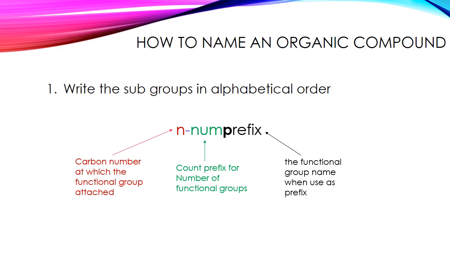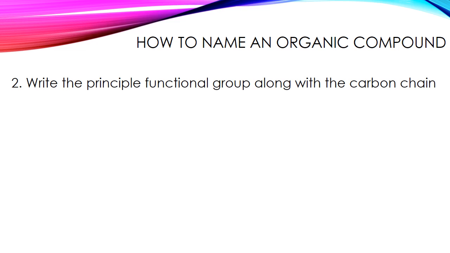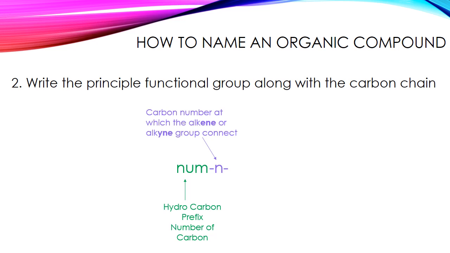After finishing these subgroups, you have to write down the latter part of the name. Here, when you write down the latter part of the name, you have to write the principal functional group along with the carbon chain. Here, first you have to mention the hydrocarbon prefix number of the carbon, as we studied in the previous slide. And next, the number of the carbon at which the alkene or alkyne group connects. If there's an alkene or alkyne group, that means a double bond or triple bond is there. You have to mention that carbon number, and then you have to mention the infix.